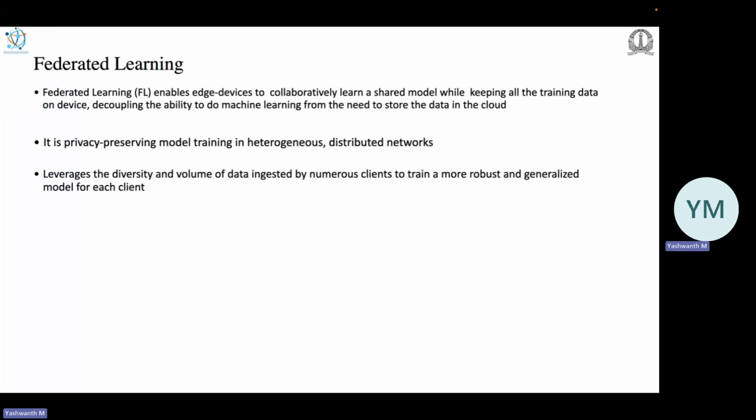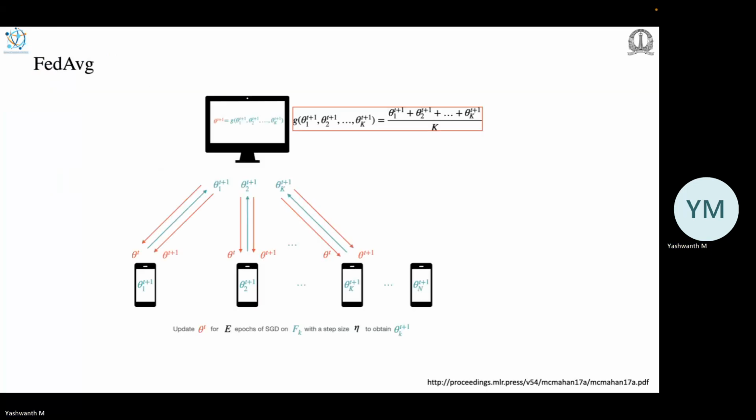It leverages the diversity and volume of the data ingested by numerous clients to train a more robust and generalized model for each client. So one of the popular techniques in FL is federated averaging. So the model parameters of each device are simply averaged and broadcast back to the clients for further training.